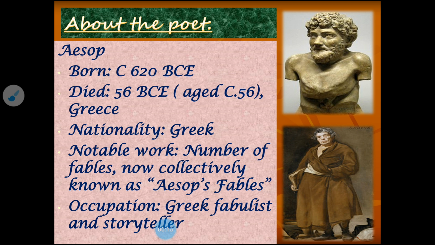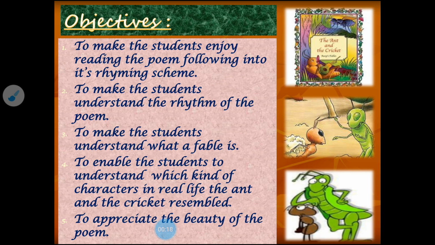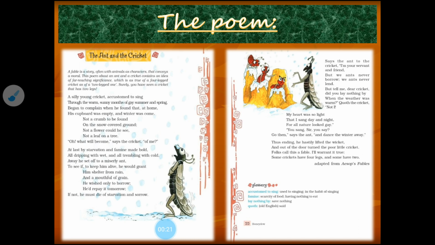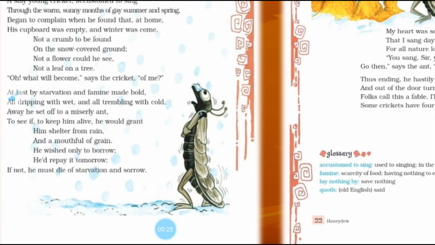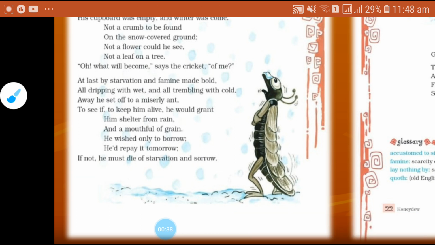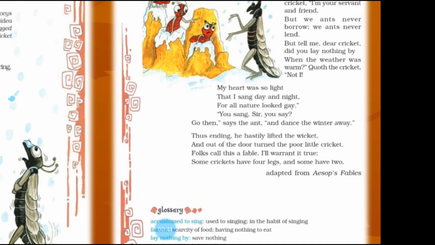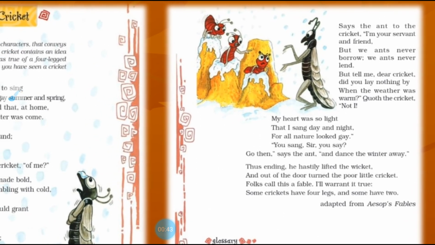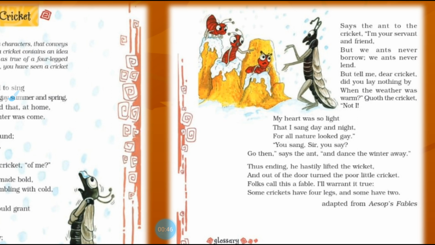As we have discussed half of the poem last day, we will start from the next page. Here comes the poem, and we stopped yesterday. This was the line, "If not, he must die of starvation and sorrow." The cricket went to the miserly ant and begged for some food or shelter for one or two days. This was the discussion going on.